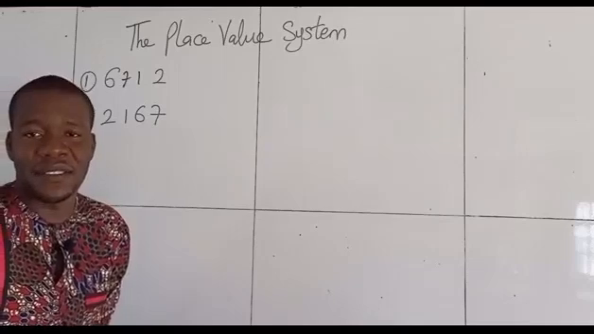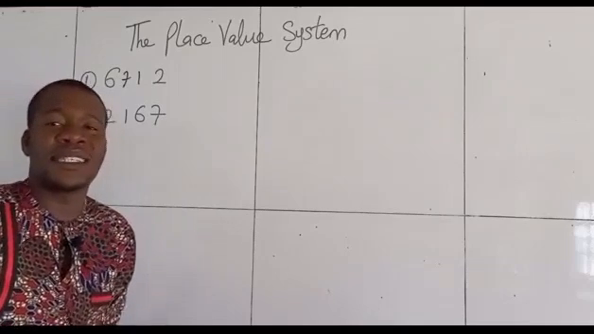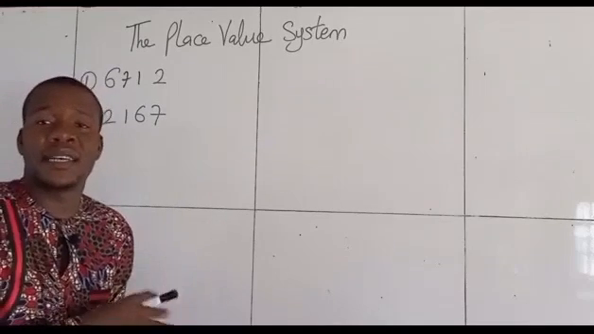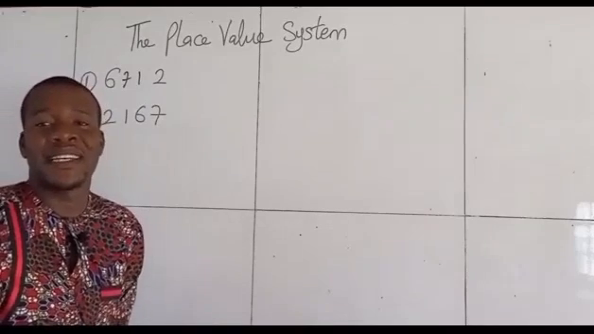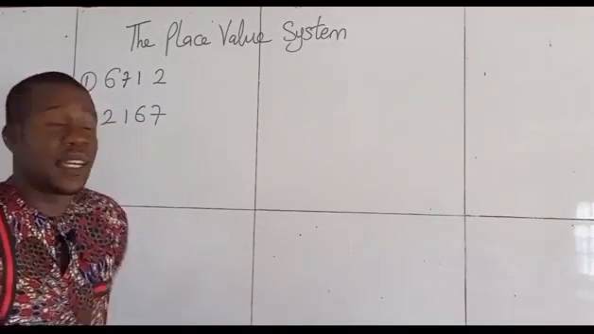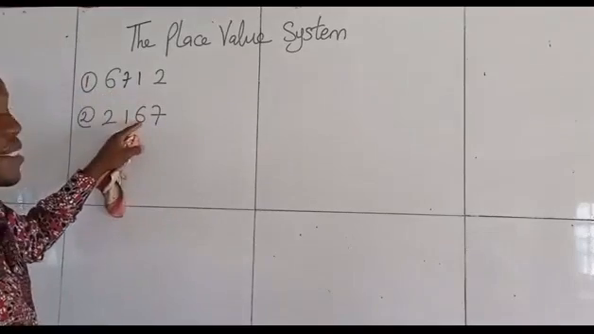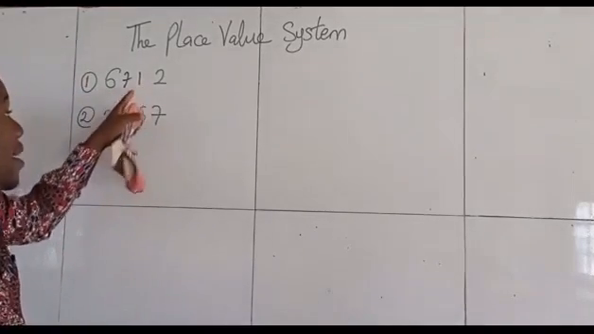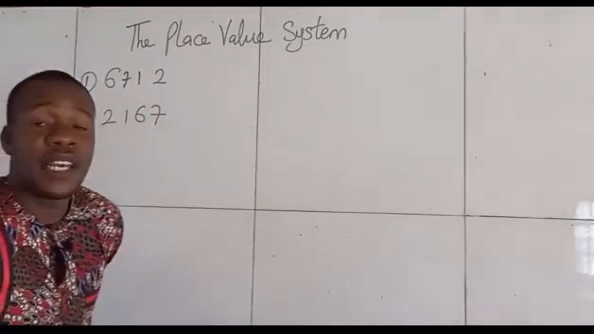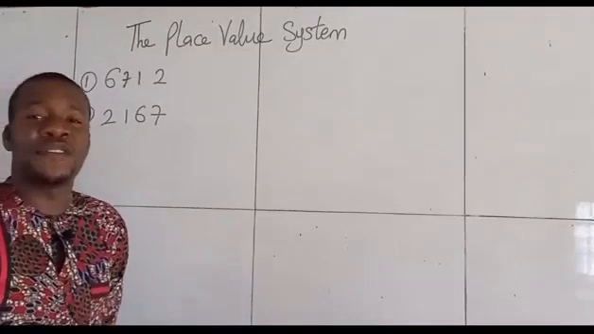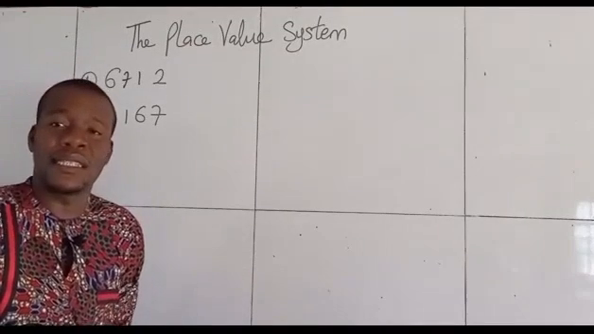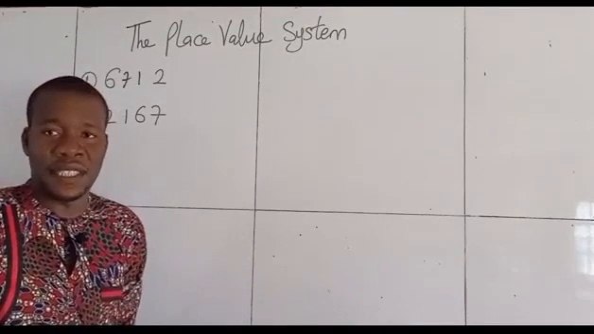The reason why these numbers are different is that the digits that make up the numbers are in different positions. 6 is here, 6 is here, different position. 1 is here, 1 is here, different positions. That means that the position of a digit determines the value of the digit.